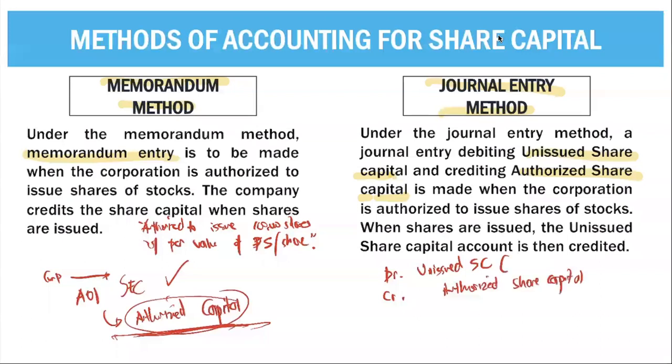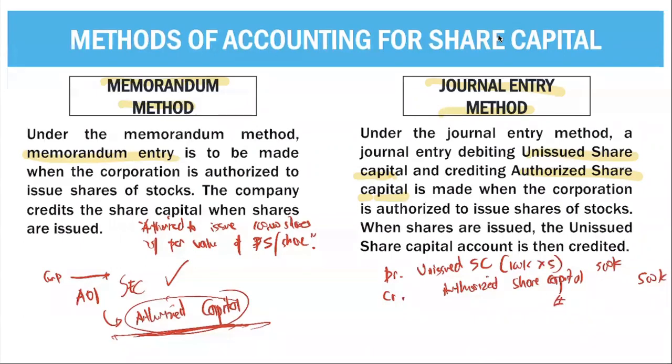So how do we compute for our unissued share capital? Your unissued share capital is equal to your par value multiplied by the number of shares. So since we have 100,000 shares and our par value is 5, our entry is unissued share capital 500,000, authorized share capital 500,000. Okay?